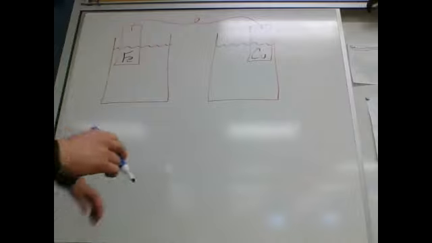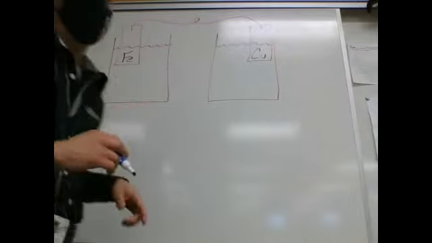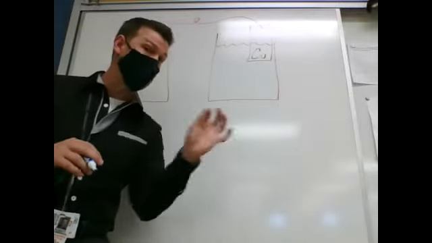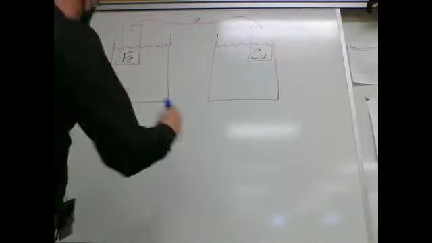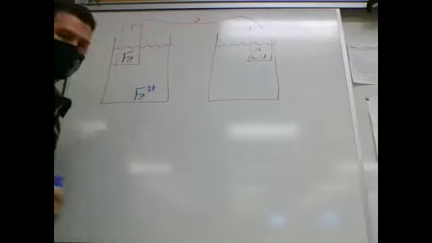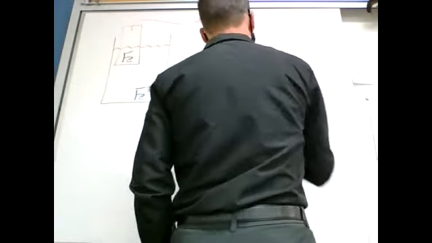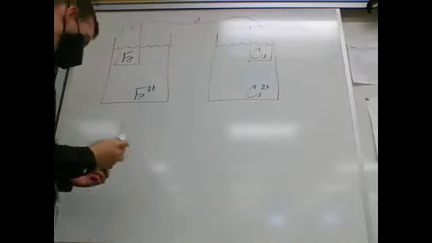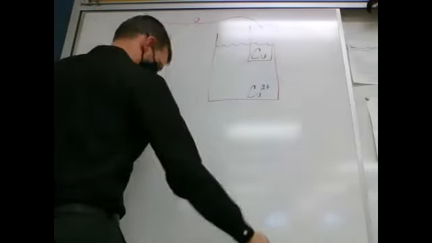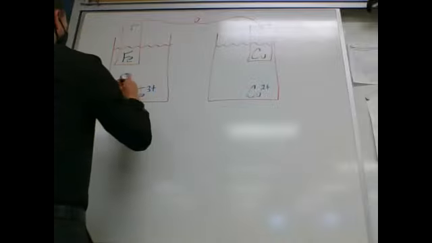Step 4. Attach the liquid identity to the solid identity, still using the equation. In this case, I'm going to have iron plus 3 and copper plus 2. Step 5, make the solution standard.